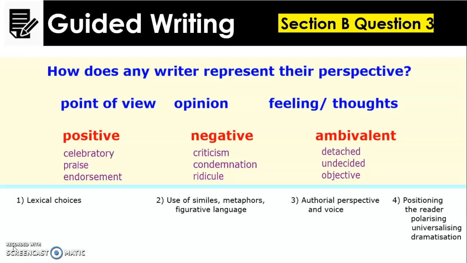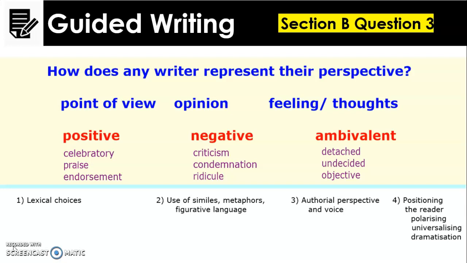So I don't just want to say this writer is really positive about X, Y, or Z. I want to decide whether they're celebratory, whether they're praising, endorsing, commending, advocating. There's lots of vocabulary that we can use under this umbrella term of positive. Similarly, under the umbrella of negative, we can think about, is this writer offering a criticism of something? Are they critical? Is there a sense of condemnation and ridicule towards a particular topic? And when we think about being ambivalent, we have to recognize that some writers will withhold their personal feelings and thoughts. They will remain detached, undecided, objective, but they might present us with different points of view.